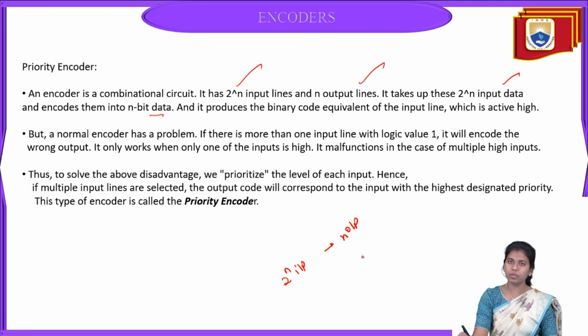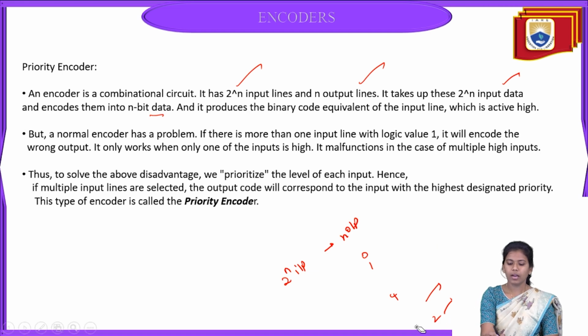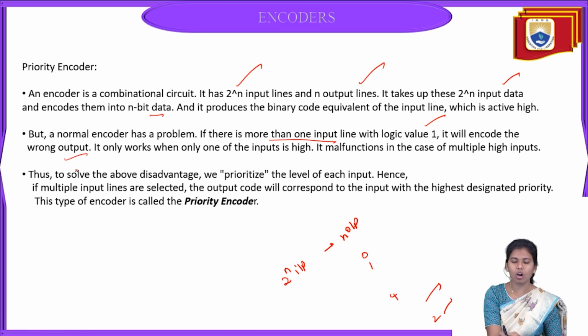If my inputs are active at 0, 1, 3, 4, 7, 3, 2, then as per this I will encode bit 7 first, then go to 3, then 2, 1 and 0. Here a normal encoder has a problem: if there is more than one input with logic 1, it will encode the wrong output.